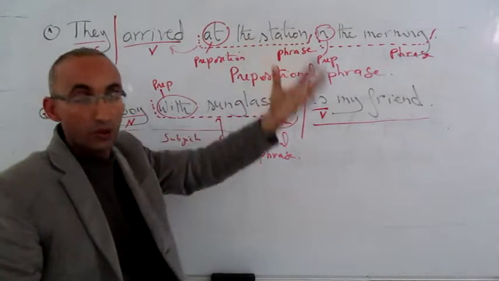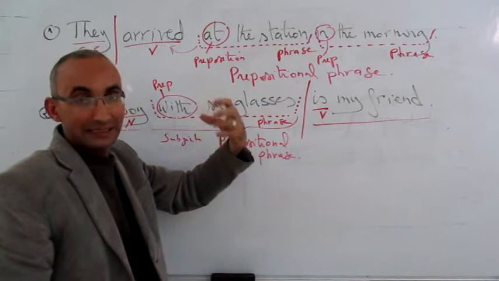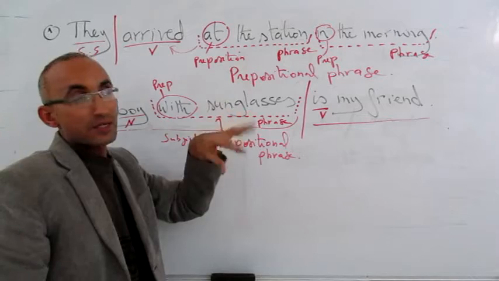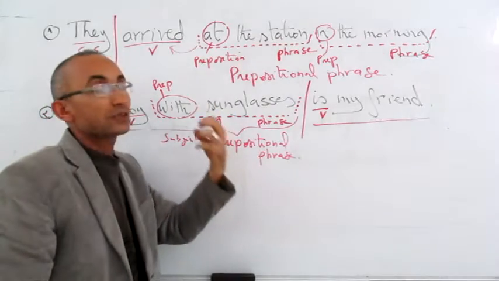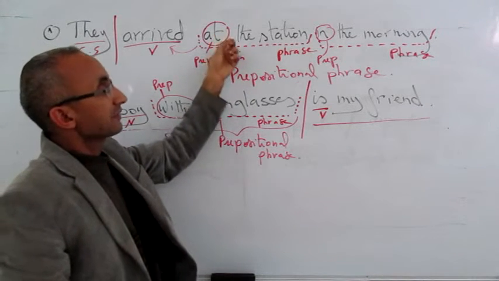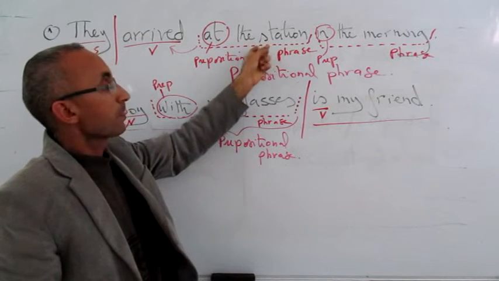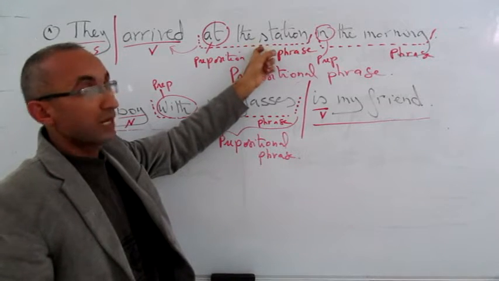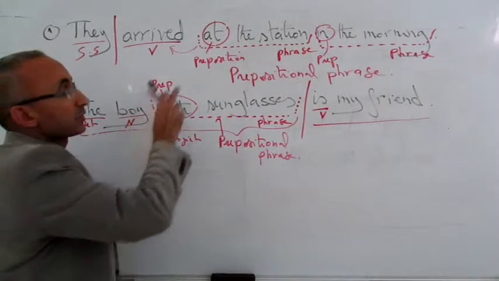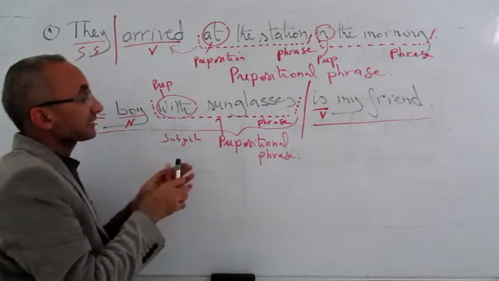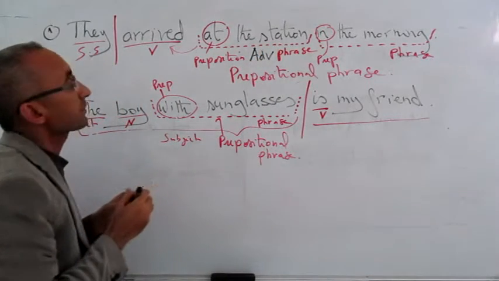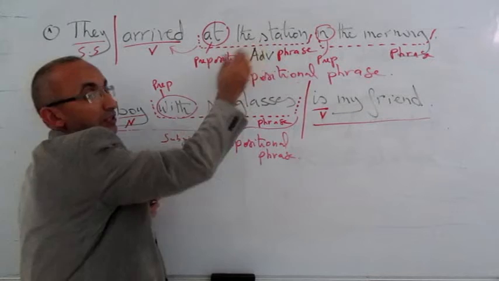Because usually in English, all that indicates either time or place, where or when, and also the manner, how, is considered as an adverb. And in this case, at the station indicates, number one, place, the answer of where, and also it is related to the verb arrived. It modifies the verb arrived. That's why it acts as an adverb. They arrived where? At the station.